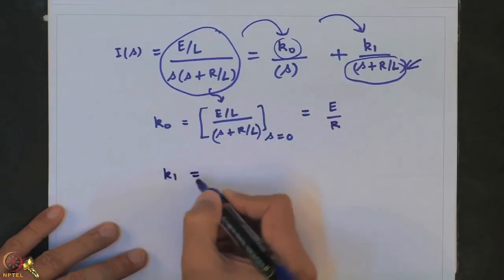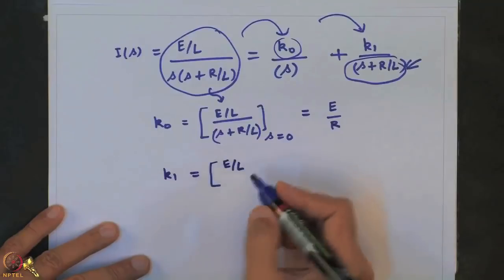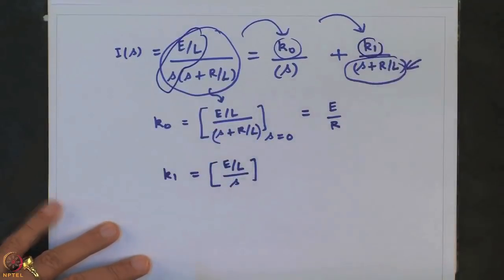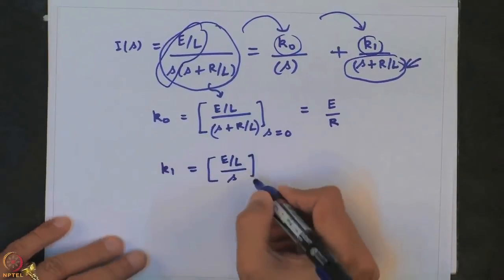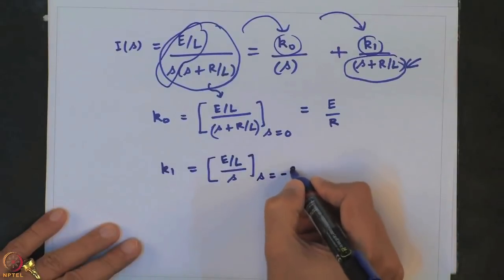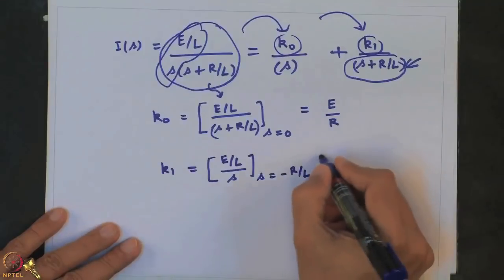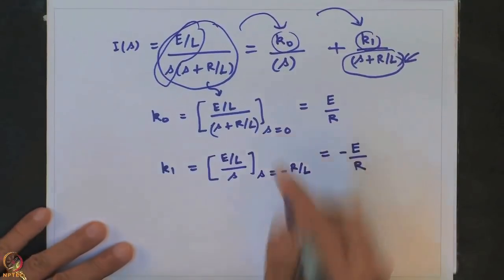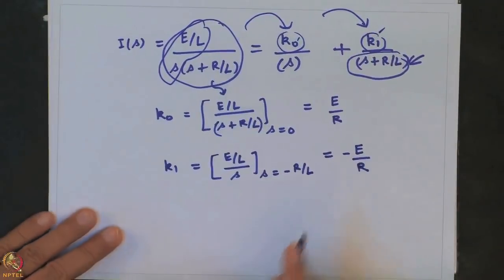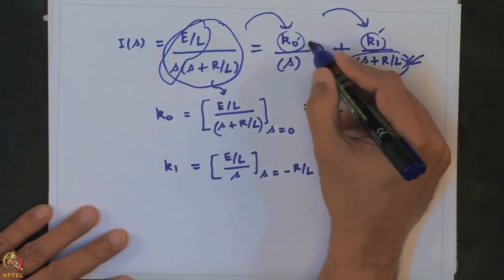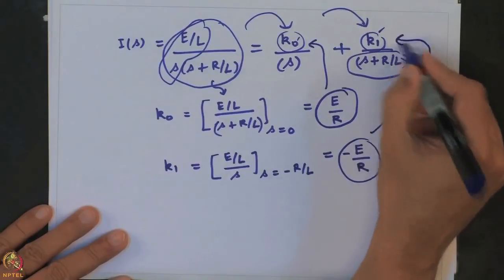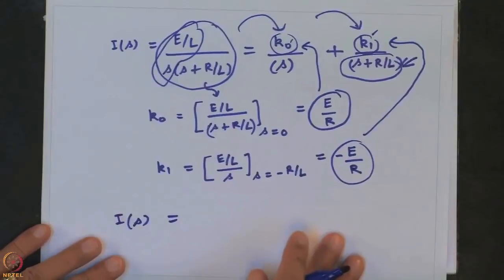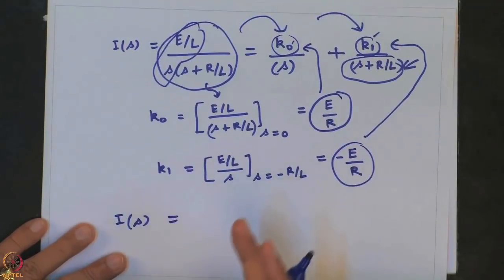Likewise, I can get the value of K1, which is nothing but E by L whole divided by S. I have now taken this term because I am trying to determine K1, and I will just substitute S equal to minus R by L, as is the rule that we use to determine the partial fraction coefficients K0 and K1. So, you get this, and therefore the moment I put E by R for K0 and minus E by R for K1, I can go back and write the expression that we have obtained before, now as very nice clear factored sums.